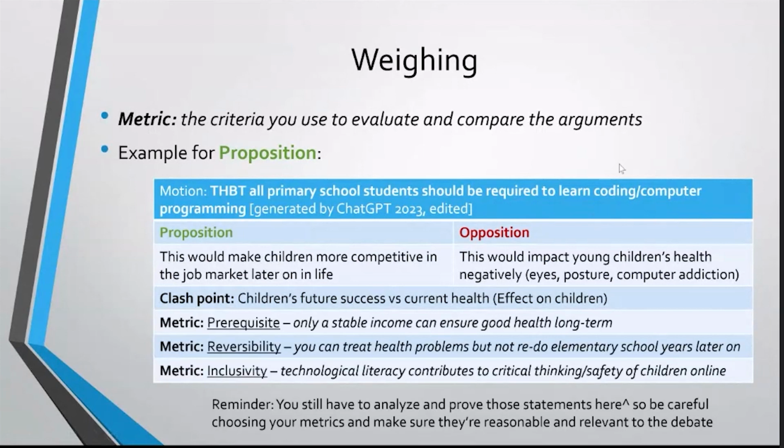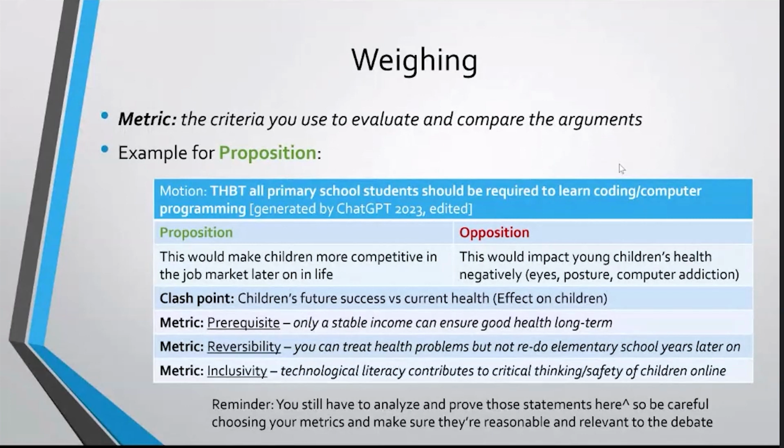I came up with 3 ideas. So one would be the prerequisite one. Essentially, you could make the point that only a stable income in the future can ensure good health long term. So only if we become competitive in the job market will we be able to later on in life ensure that we have good health or that we mitigate our health problems.